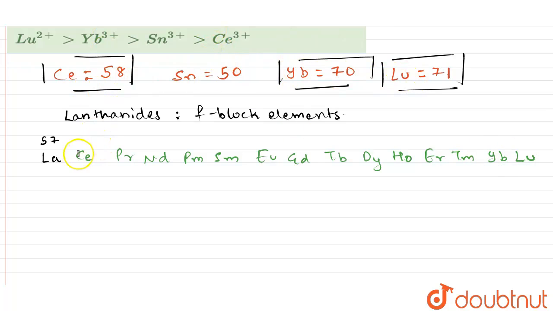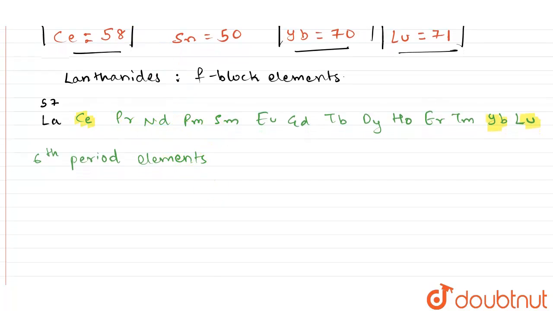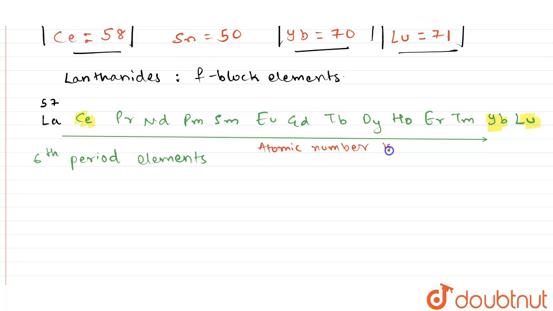So the elements which we have are cerium, ytterbium, and lutetium. Cerium is present over here, then ytterbium over here, and then lutetium over here. So what is happening? Atomic number is increasing, and lanthanides are sixth period elements. As we go from left to right, the atomic number is increasing, that is for sure.